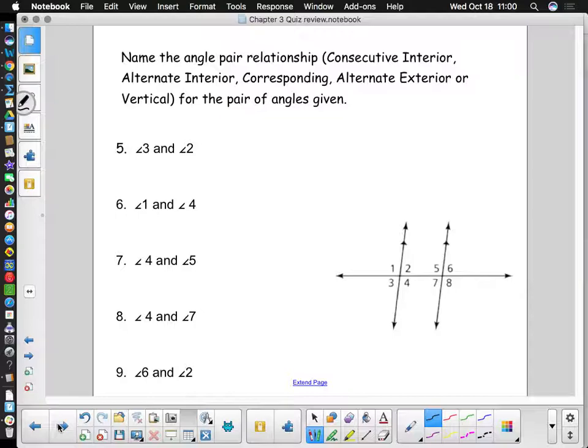Identifying angle pairs. It's huge. Got to be able to do it. Angle 3 and angle 2 are vertical. Did you notice that I gave you kind of a word bank right there in the question, so you know what the possible answers are?